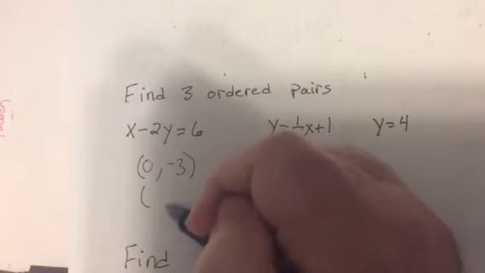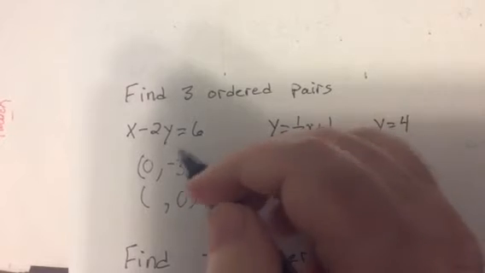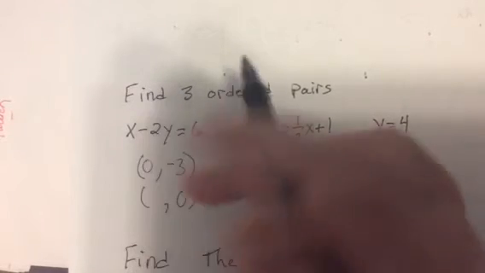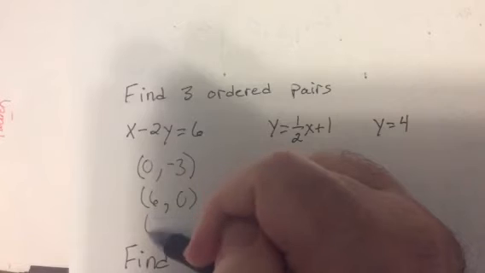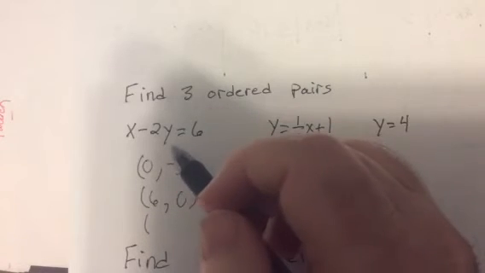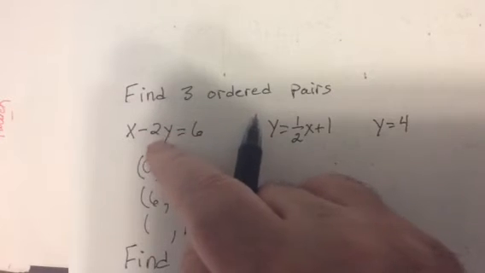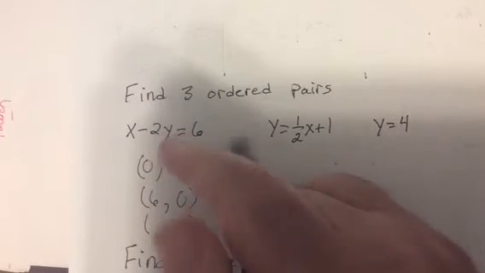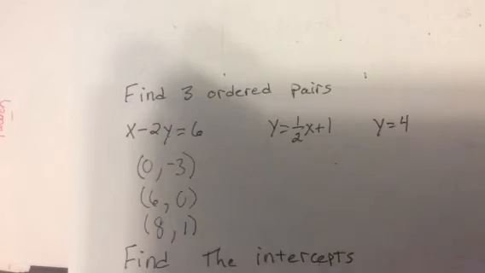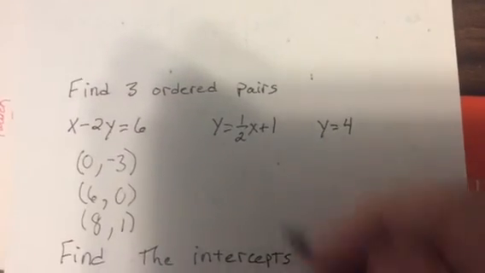Then let's put in 0 for y. So we're actually finding intercepts. So x would be 6. Hey, we are clever. And then let's put in, oh, I don't know, 1 in for y. So you'd have minus 2 times 1 is minus 2. Add 2. So x would be 8. This is not bad, Murphy.